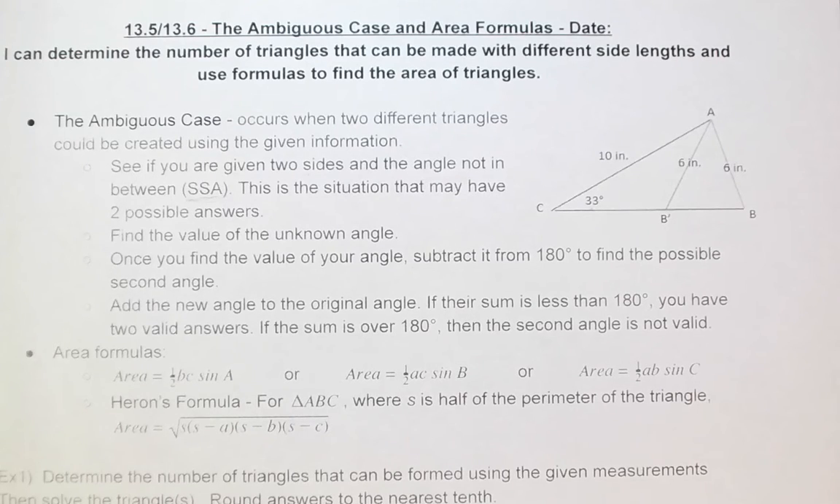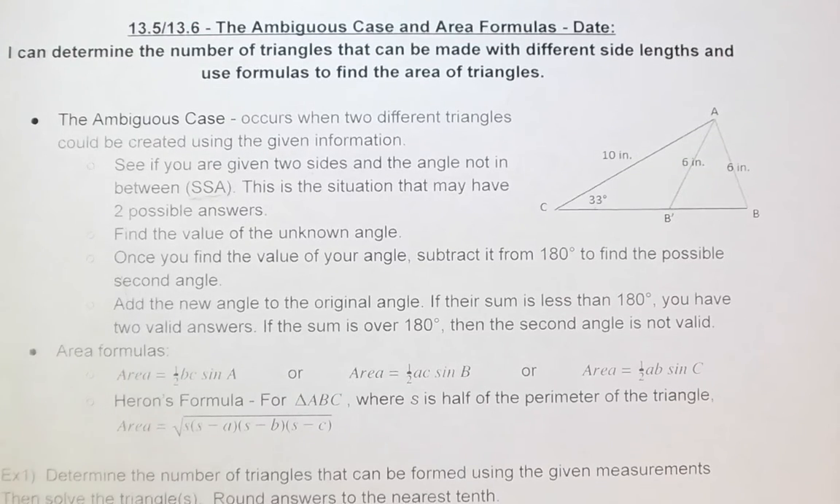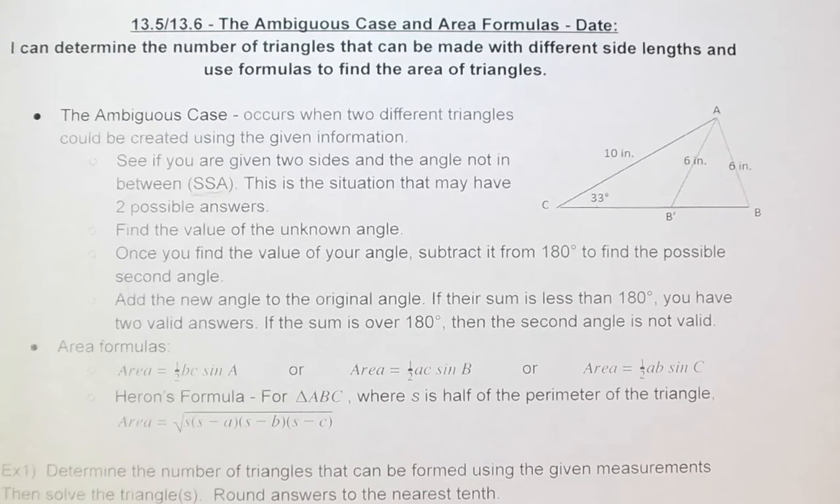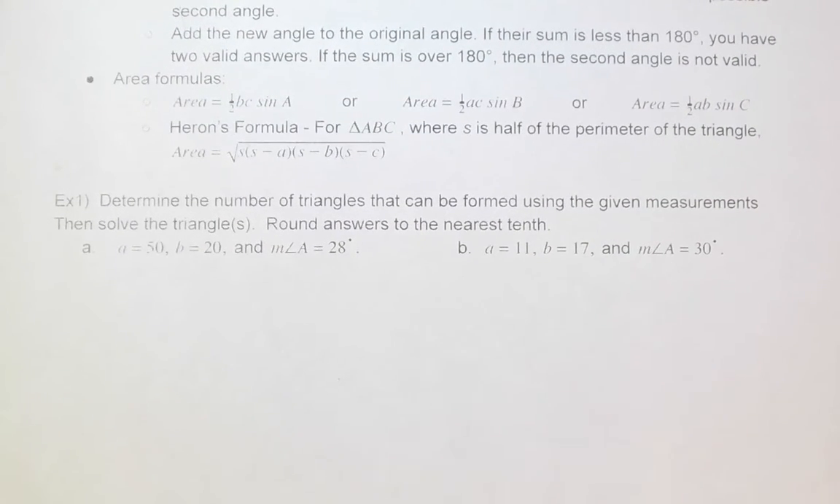So we're going to look through how to determine that, and this gives us the steps there. And then these are our two area formulas that we're going to use on the back side. So first we're going to determine if we have two triangles or not, and then go from there.